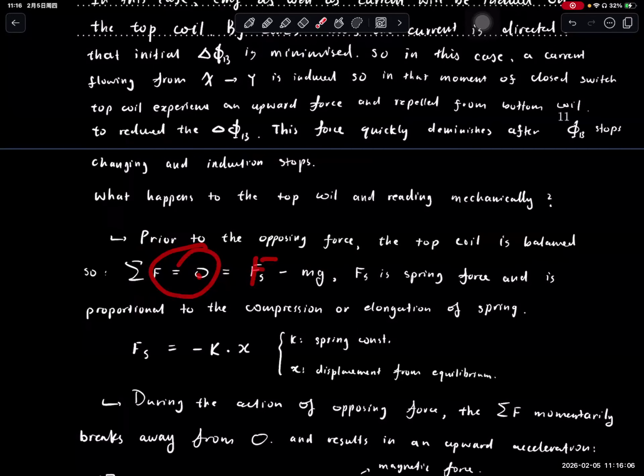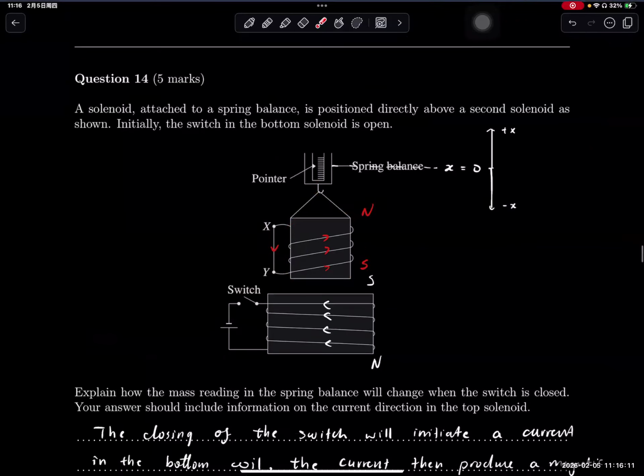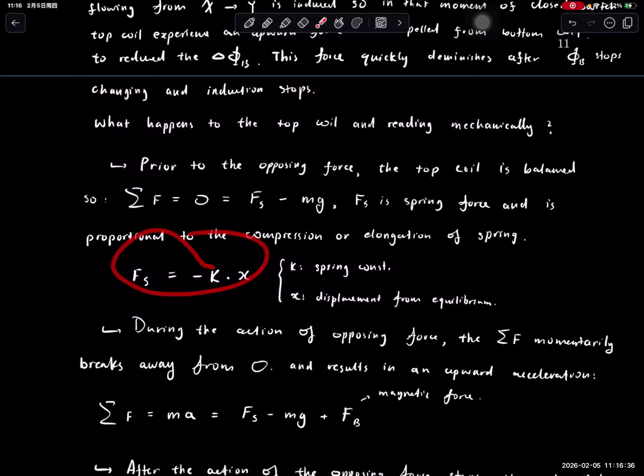We have the spring force balancing mg. So the spring is holding the coil, not falling back to the ground, right? So we have this equation. And then just a little bit of background: the spring force is proportional to the compression or elongation of the spring. If you stretch a spring longer, you will get a larger tension force. If you compress the spring a lot, you will get a pushing force. So this equation demonstrates that, where x is the displacement from the spring's natural length, the equilibrium position.